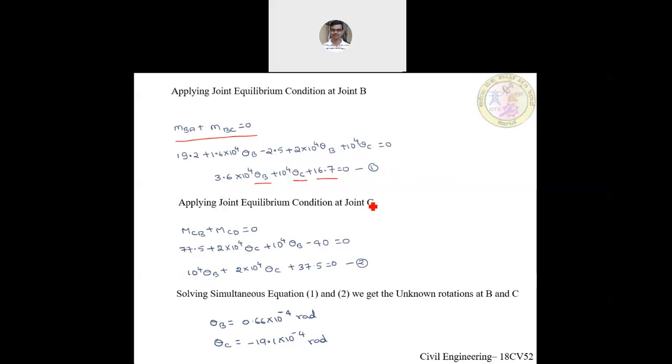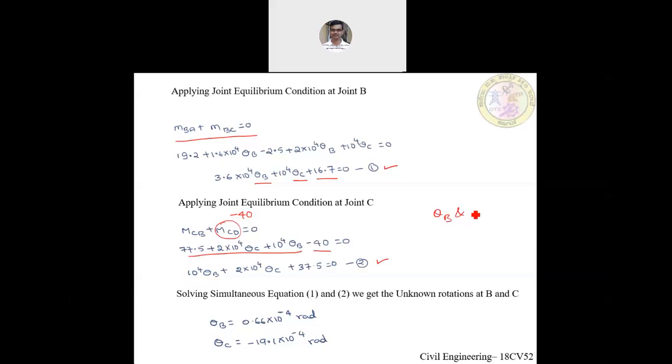Similarly, I'll apply the joint equilibrium condition at C. So here we have two bending moments acting. Though we have not calculated it with the help of slope deflection, we can directly calculate the value of MCD as minus 40. This is because of the cantilever portion. There are two moments, MCB and MCD, acting at joint C. The summation of those two should be equal to 0. We already have developed an equation for MCB. We'll take that, and minus 40 because of the overhang moment is equal to 0. On simplification, we'll get 1 into 10 power 4 theta B plus 2 into 10 power 4 theta C plus 37.5 equal to 0.